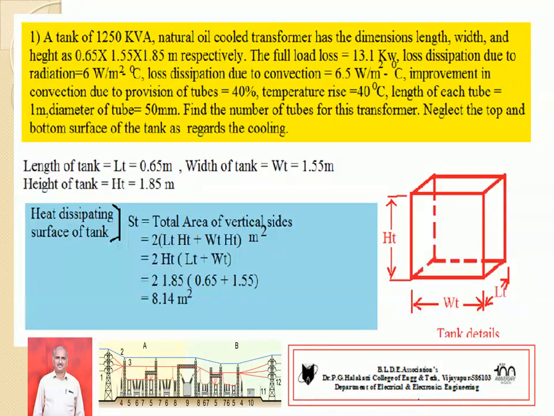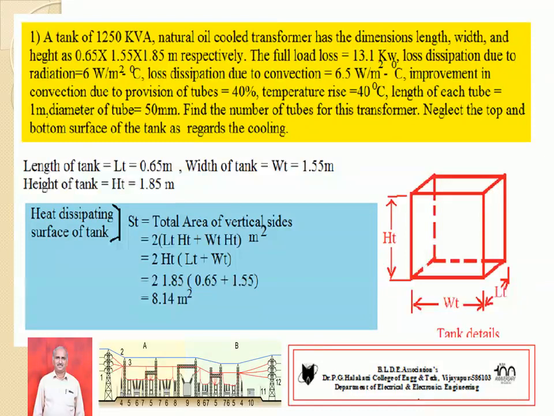Now you can draw a drawing just to understand where is the height of the tank, where is the width of the tank, where is the length of the tank. You can observe how many sides are available here. Vertical sides, 4 vertical sides: 2 along width, and along length again 2. Totally we have 4 vertical sides responsible for developing the cooling effect, and 1 top surface and 1 bottom surface, which the problem says to neglect.